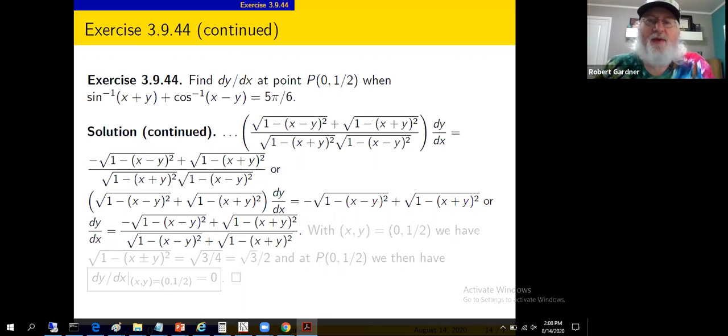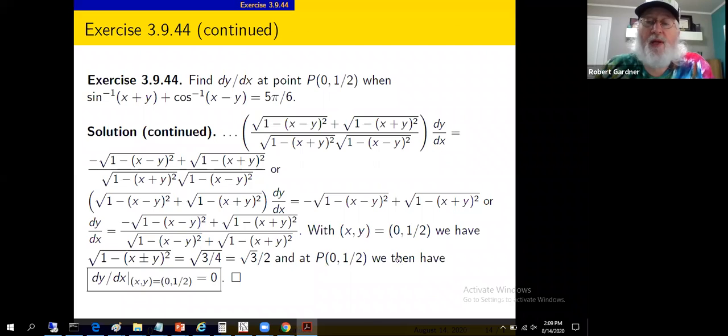All right, there's a derivative. They want to know the derivative when x equals 0 and y equals a half. You plug in 0 and a half. Let's see. If we look at x plus y or x minus y, we're going to get 0 plus a half or 0 minus a half. We'll get negative a half, and then it's going to be squared in all four of these.